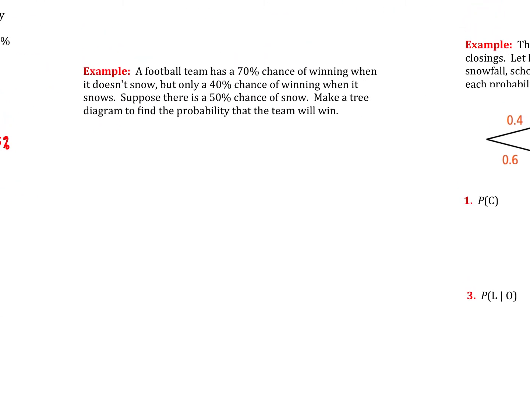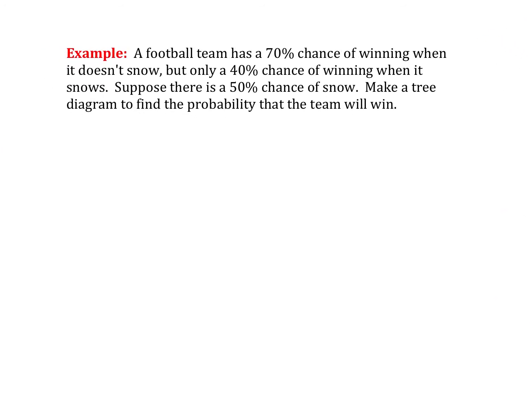Let's see another one here. A football team has a 70% chance of winning when it doesn't snow, but only a 40% chance of winning when it snows. So it seems like whether or not there's snow on the ground kind of influences our winning or not. Suppose there's a 50% chance of snow. So, first branch, it either snows or there's no snow. And they tell us that that is a 50-50 shot. So it either snows or it doesn't.